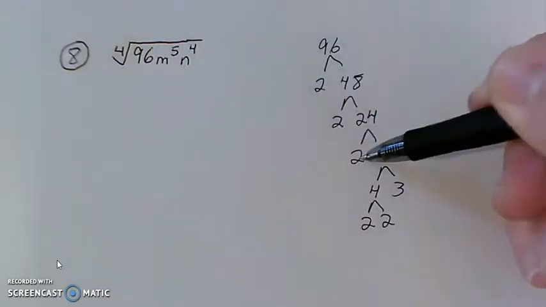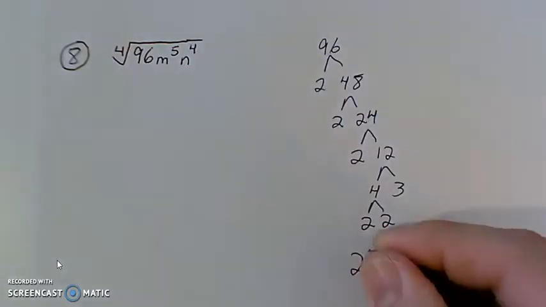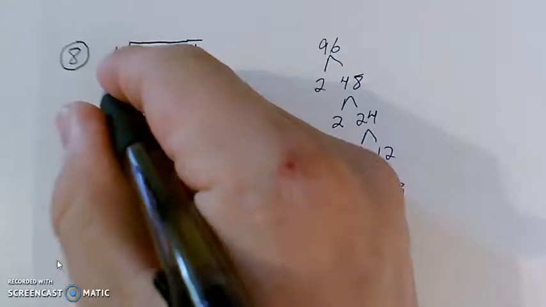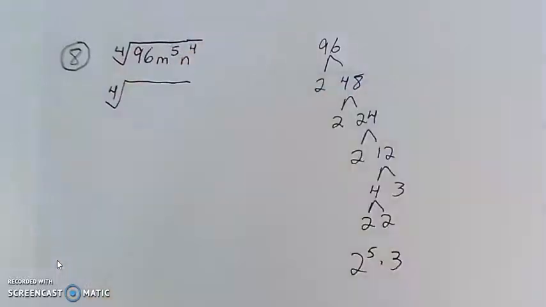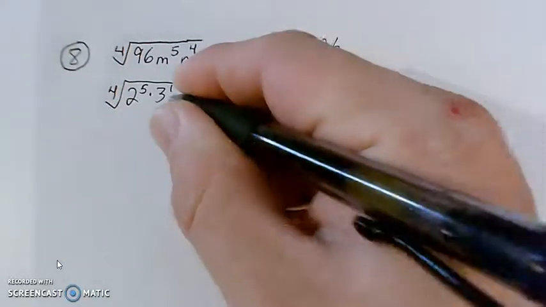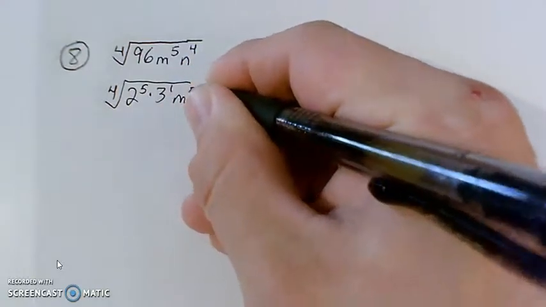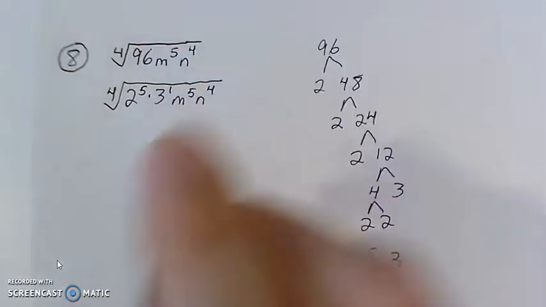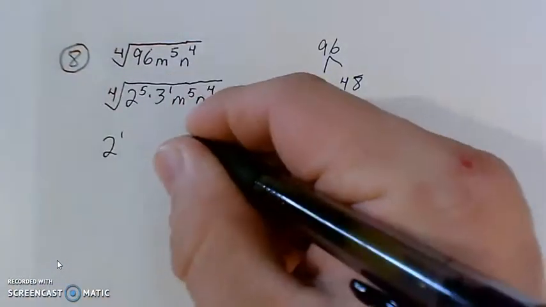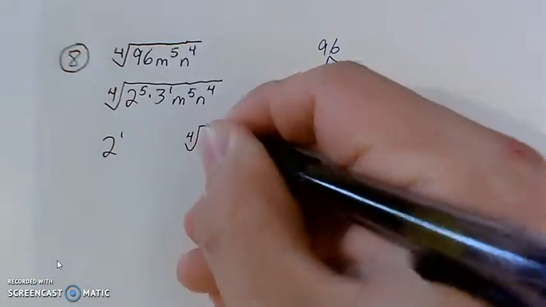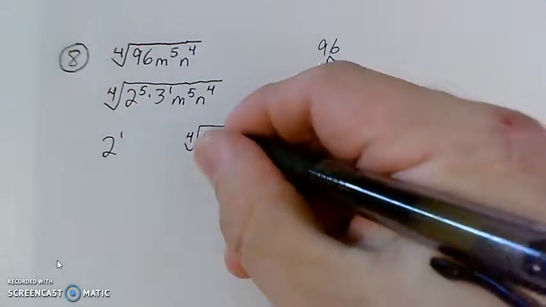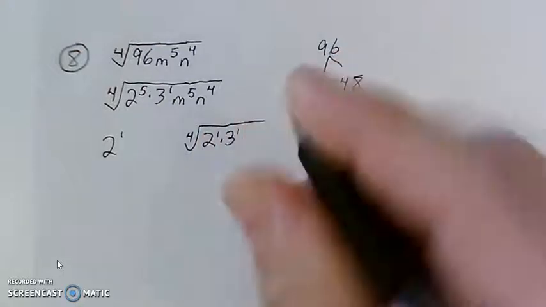There are 1, 2, 3, 4, 5 2's and 1 3. Now I'm going to place that in here. So the fourth root will be of 2 to the 5th power times 3 to the 1st power times m to the 5th power times n to the 4th power. Now I do all my divisions. 5 divided by 4 is 1, and there will be a remainder of 1. 3 to the 1st, 1 divided by 4 will not happen, so it's going to remain inside.